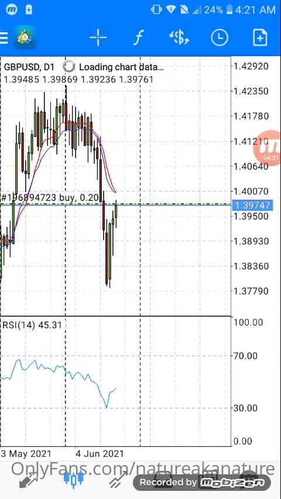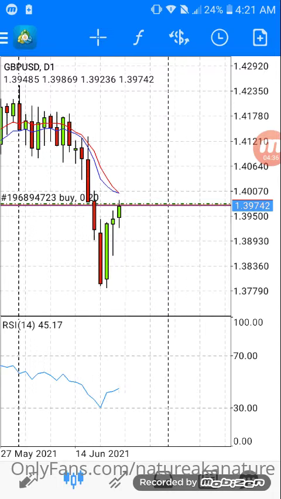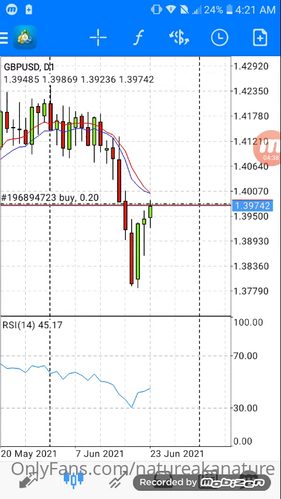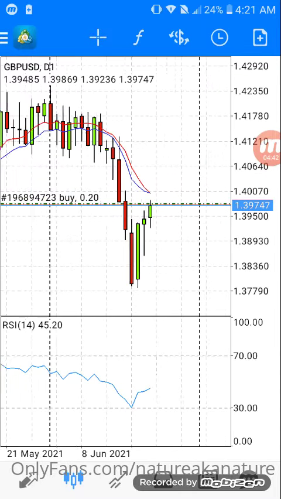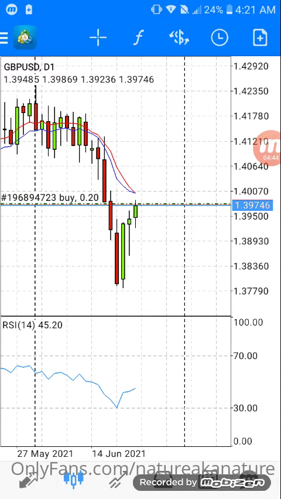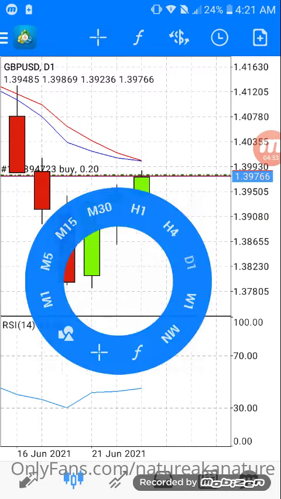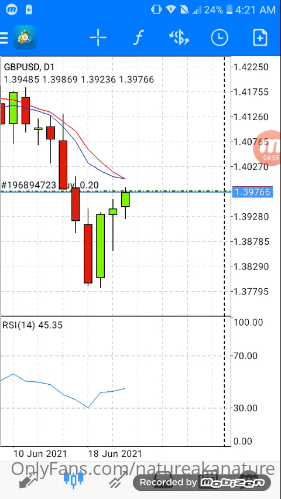On the 4 hour and on the daily, you can see we're not even near the 70 yet, so we don't really have to worry about that. It still has a while to get back up there. It could go all the way to 1.40070, even to 1.40640. You see how this long green candlestick, your Japanese candlestick pattern, is actually a bullish engulfing pattern.